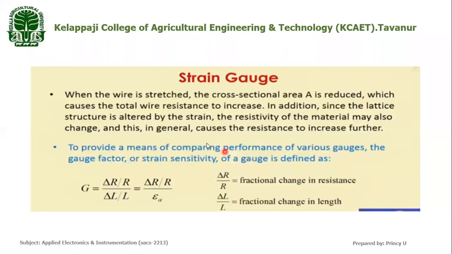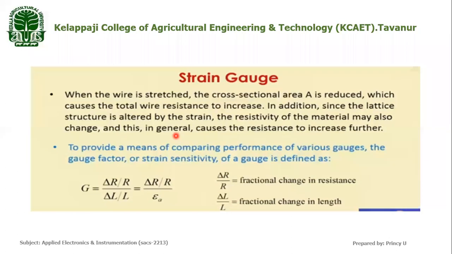Then the same thing here, when the wire is stretched, the cross-sectional area A is reduced, which causes the total wire resistance to increase. So in addition, since the lattice structure is altered by strain, the resistivity of the material also may change, and this in general causes the resistance to increase further.